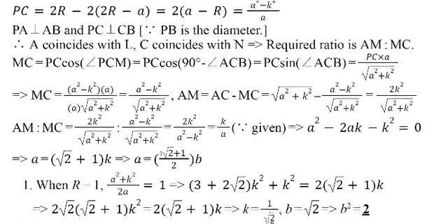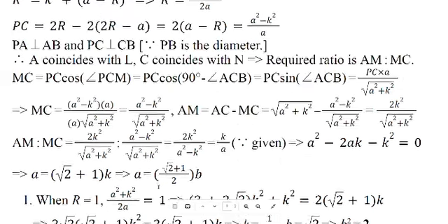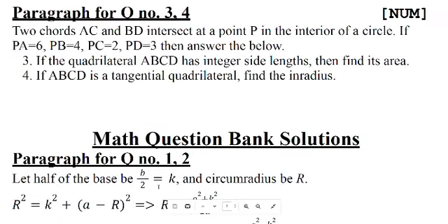Now since we've solved both these questions, let's go to the second set. This is pretty short, but very interesting. So 2 chords, AC and BD, intersect at a point P in the interior of a circle. So make sure it does not intersect on the circle or outside the circle, just in the interior. So if PA is 6, PB is 4, PC is 2, and PD is equal to 3, then answer the below. First of all, make sure the question follows the power of a point, which is basically these values in a certain order should be in proportion.